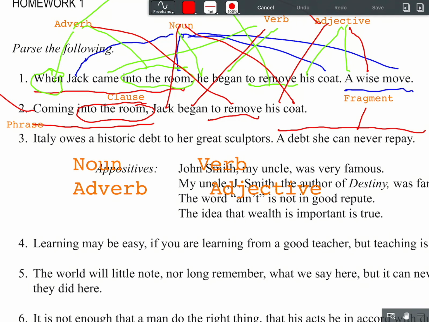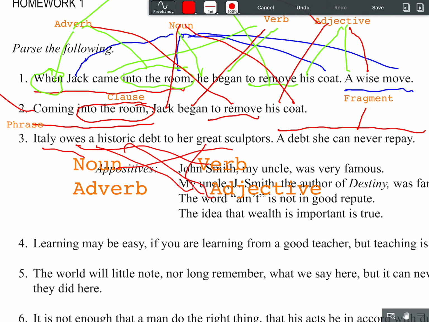you get to resize. Okay, so Italy, noun. Historic, adjective. Owes, verb. A modifies debt. So, adjective. Okay, Italy owes a historic debt to her great sculptors. Well, sculptors is a noun, great is an adjective.